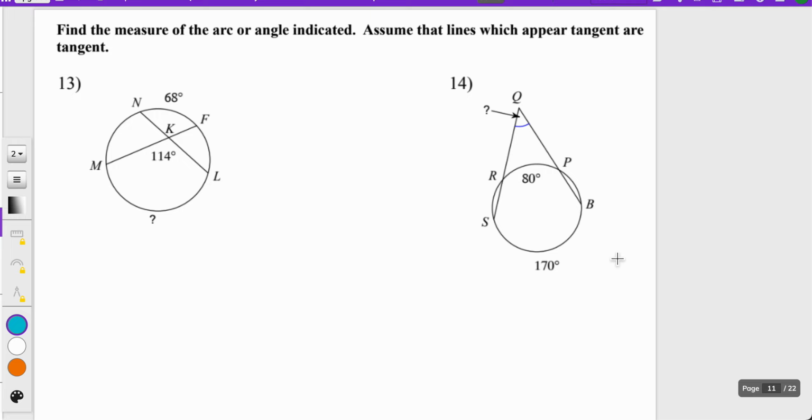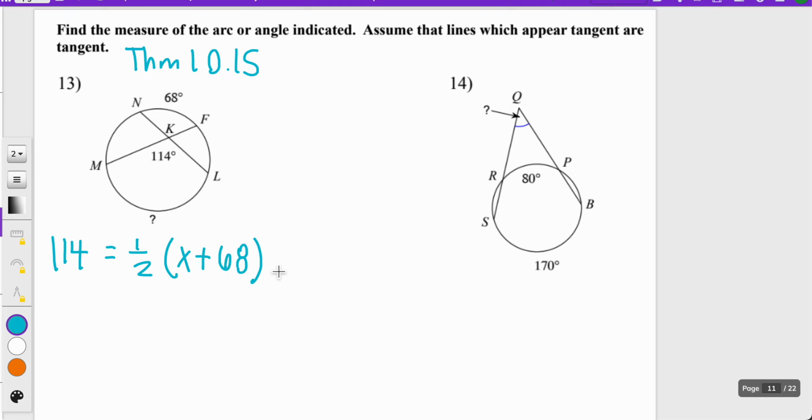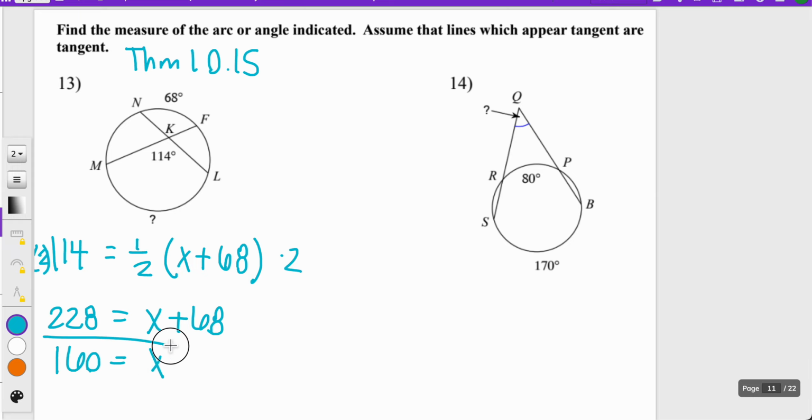Onward to number 13, flipping it over. This one is where we're going to use our theorem 10.15 from our theorem sheet. So I know that 114 can be equal to 1/2 of x plus 68, since those are my exterior arcs. Multiplying by 2 on both sides to solve for x, I'm going to get 228 is equal to x plus 68, or x is 160.